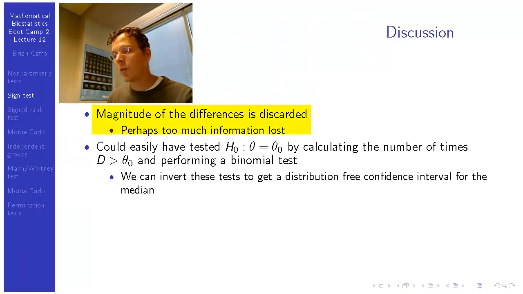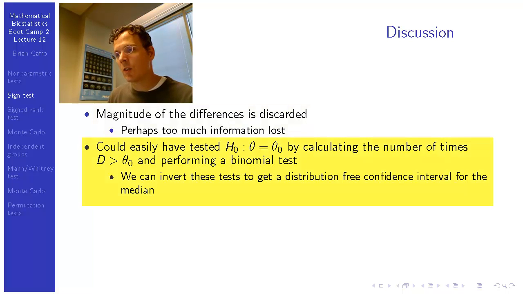Okay, so the biggest problem is, of course, that the magnitude of the differences is discarded. So it's potentially not as powerful as you'd hope, right? It'd be different if maybe you only got half of them as being positive, but all the ones that were positive were much larger differences, and all the ones that were negative were really small differences, then that would be different than if they were kind of spread equally between above and below 0.